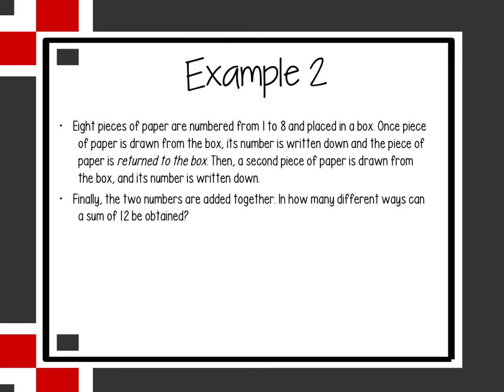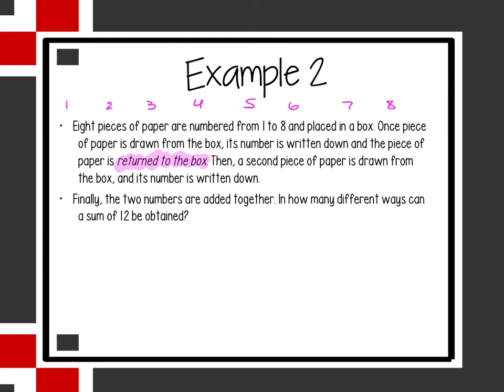This says 8 pieces of paper are numbered from 1 to 8. So again, I got a sample space of 1, 2, 3, 4, 5, 6, 7, 8, if you need to visualize it. 1 piece of paper is drawn from the box. Its number is written down, and the piece of paper is returned to the box. Then a second piece of paper is drawn from the box, and its number is written down. Finally, the 2 numbers are added together. How many different ways can the sum of 12 be obtained?